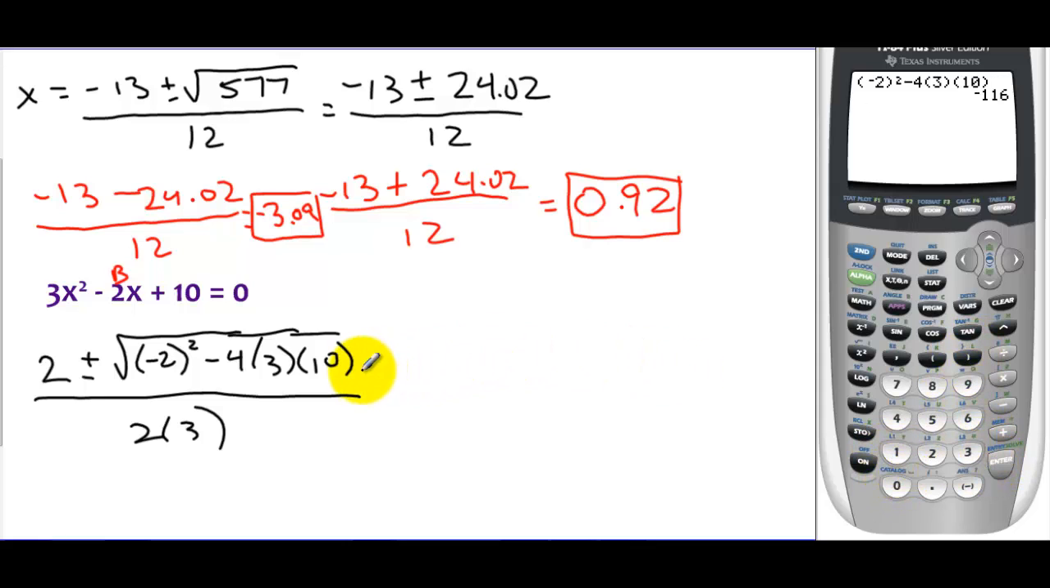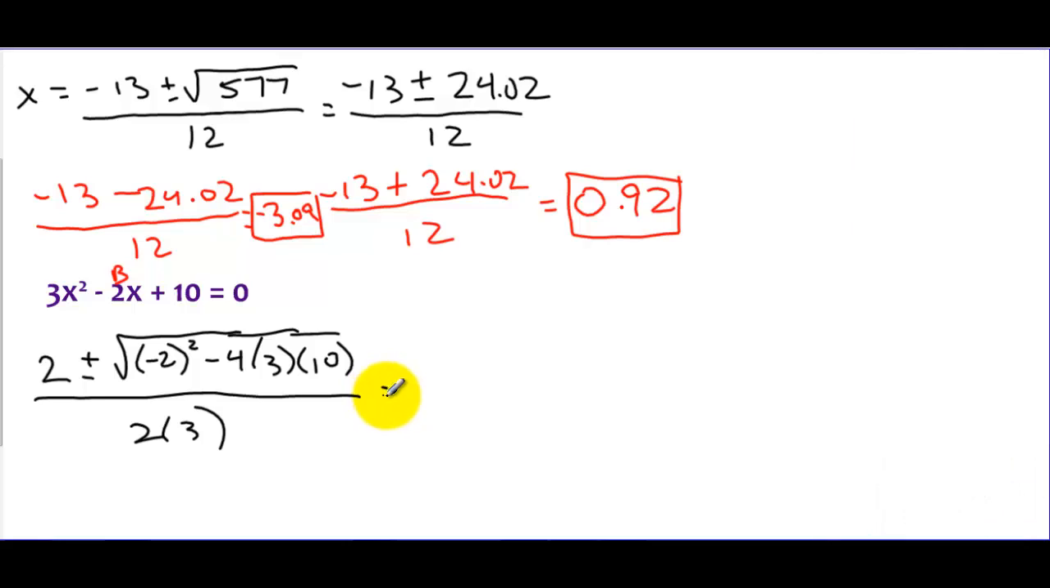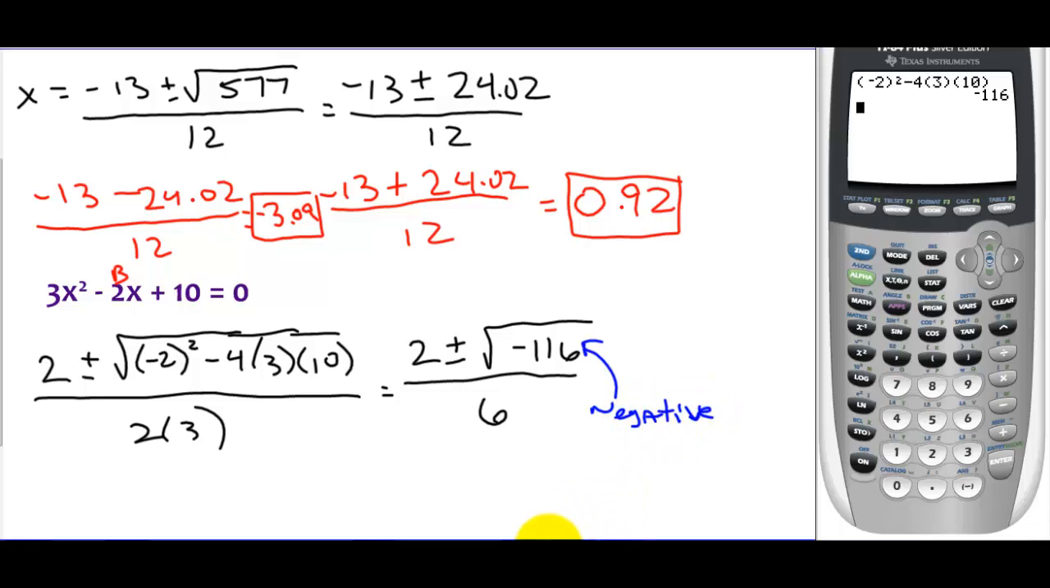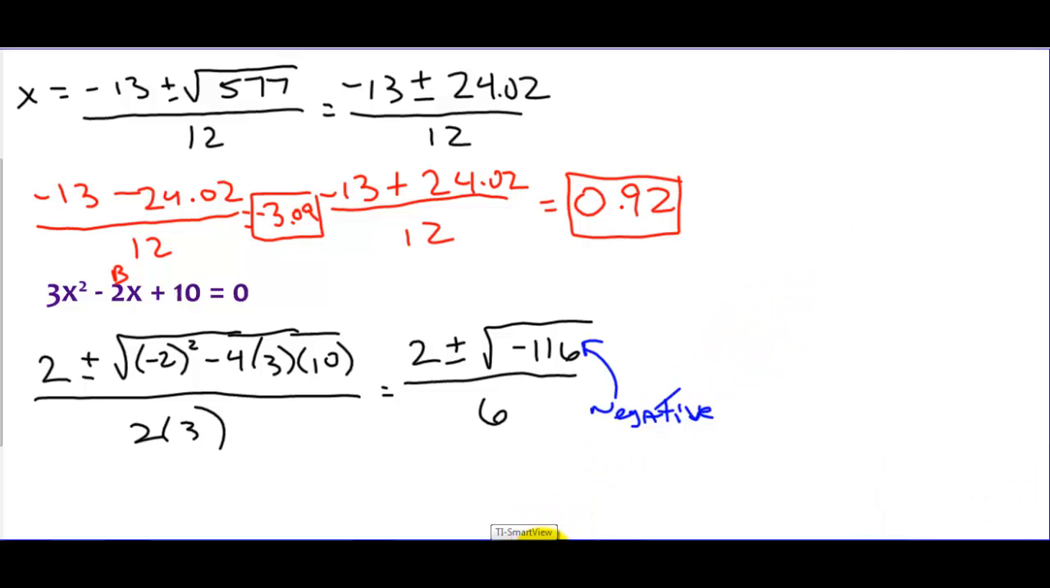Underneath the radical, I have a negative 116. So this turns into 2 plus or minus the square root of negative 116 all over 6. At this point, this problem is done. You are not allowed to have a negative under the radical.